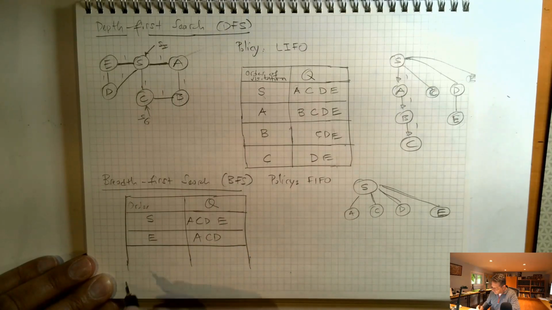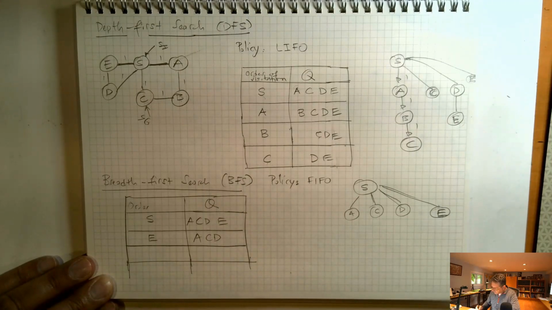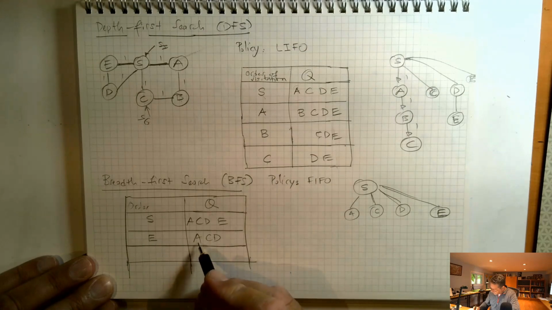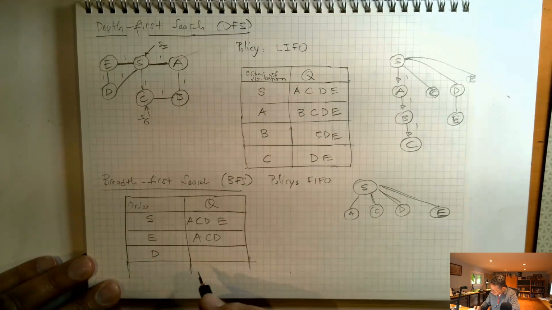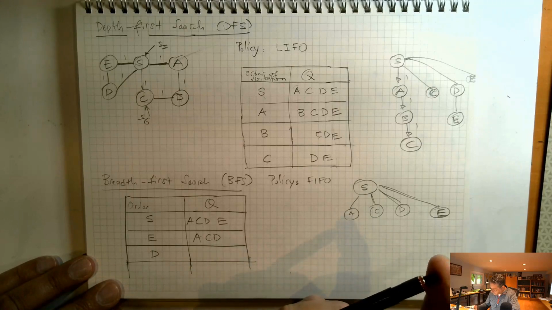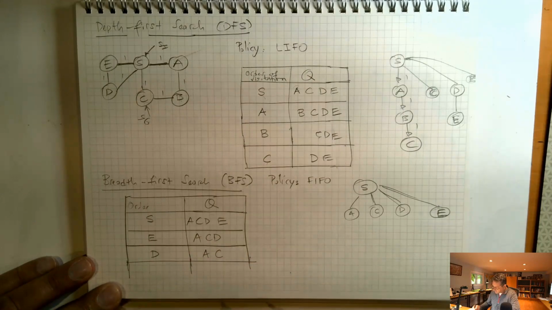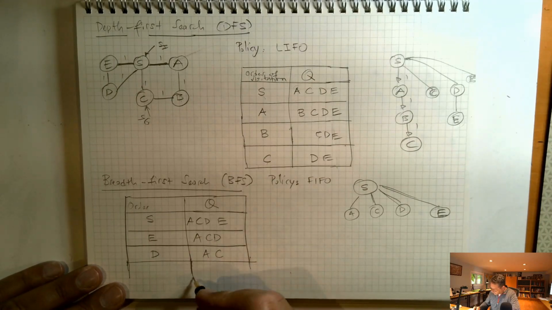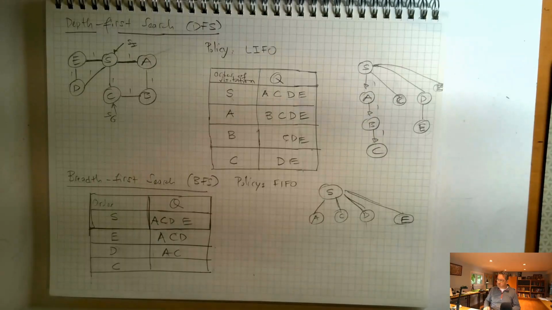All right. So then we will go into D. And in this D, we have nothing to add also. So we have A, C. And then we will go into C. And C will be the goal state, and this algorithm will terminate.